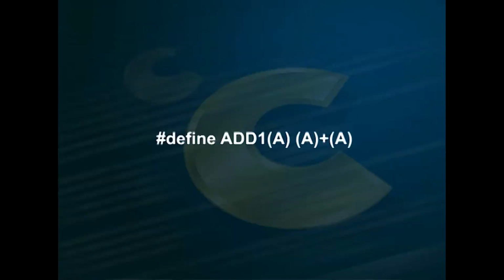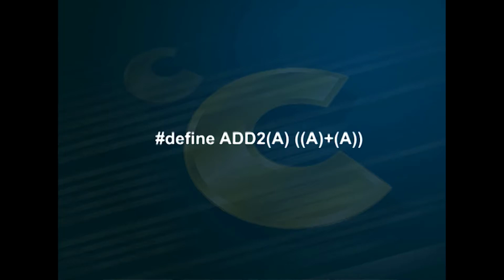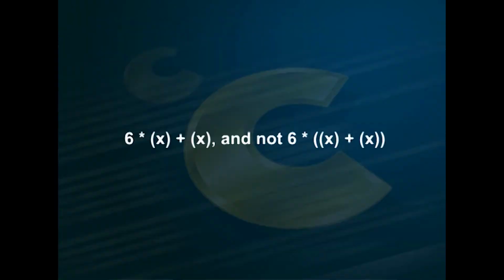Similarly, #define add1(a) (a)+(a) is an incorrect macro for addition of two numbers, and the correct one is #define add2(a) ((a)+(a)). A statement like y = 6*add1(x) exposes the problem in the first definition, because it gets replaced with 6*x+x and not 6*(x+x).